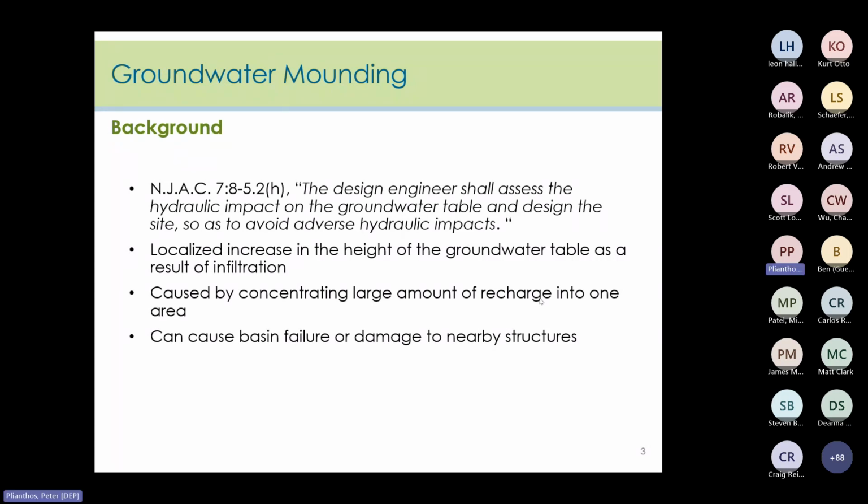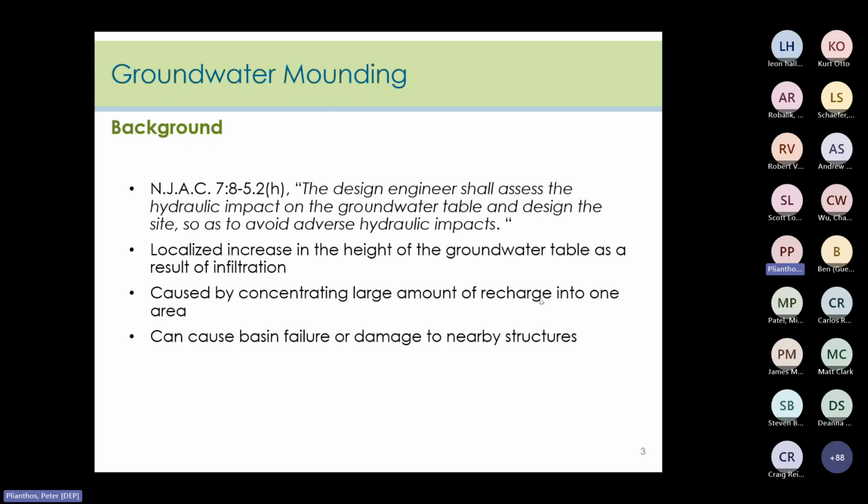The rules require we assess the hydraulic impact of the proposed development on the groundwater table and design the site to avoid adverse impacts. Well, in order to describe what is an adverse impact, let's take a look at what happens when we infiltrate stormwater. Below the surface, the groundwater table rises locally and then it needs some time to spread out before returning to stasis. When we force a concentrated amount into one area, we get mounding.